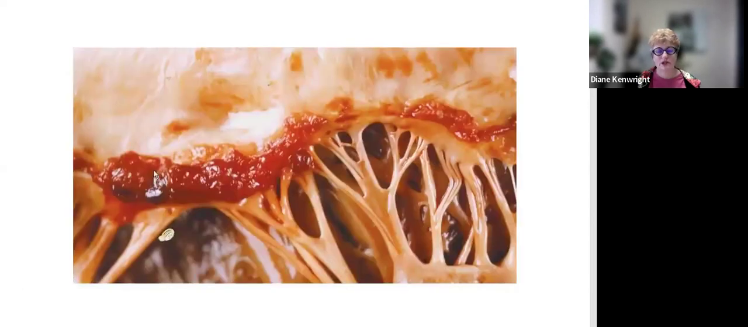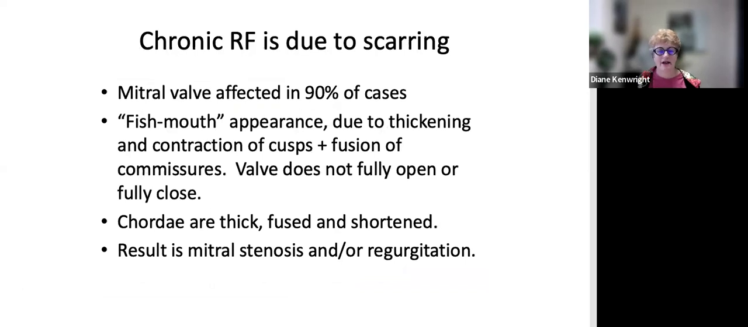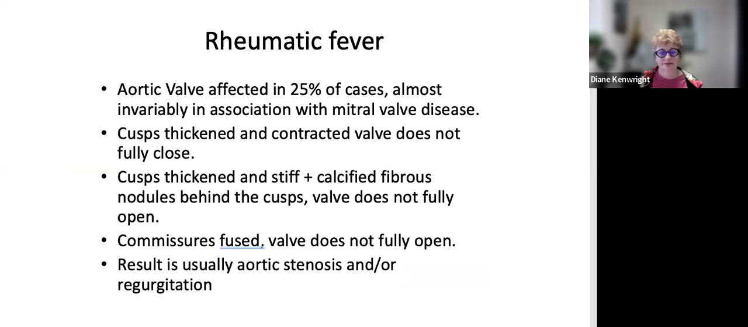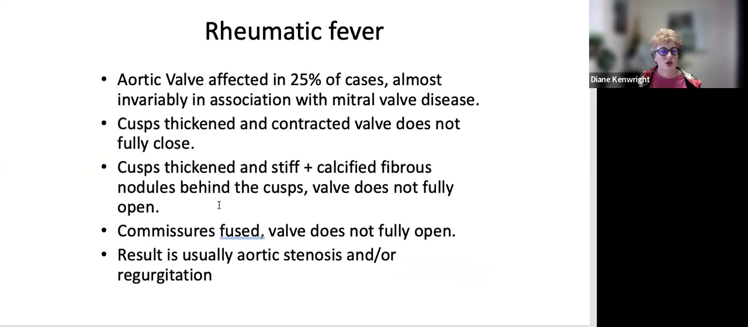Here's a real picture of what it looks like. All right, and then the scarring leads to fish mouth appearance with thick chordae and mitral stenosis and regurgitation. Here's the fish mouth and the joined up sides, okay, and also affects the aortic valve. Here we go. So this leads to aortic stenosis and regurgitation.